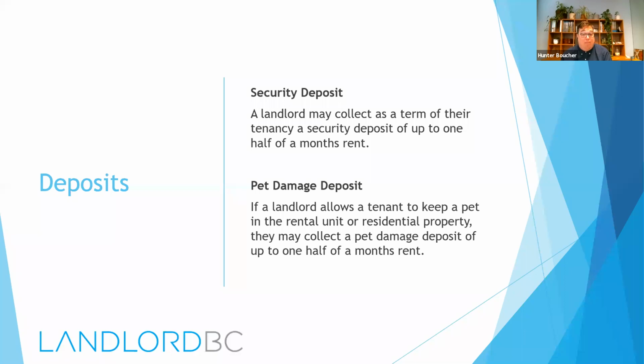So if you allow them to have a pet and you took a pet damage deposit, you would hold in total 1 month's rent of deposits. That would be half a month's rent for your security deposit and half a month's rent for the pet damage deposit. As I mentioned, we're going to talk about how we deal with those deposits at the end of the tenancy, near the end of our webinar. So we're going to somewhat go through, as you can see, the life of a tenancy throughout this webinar.